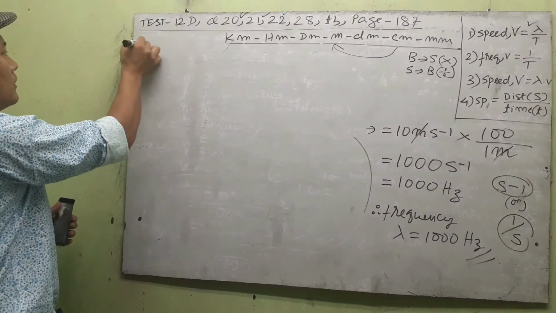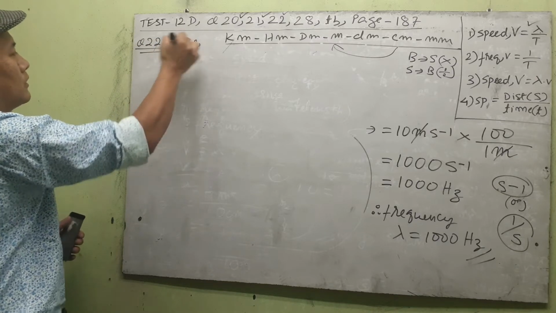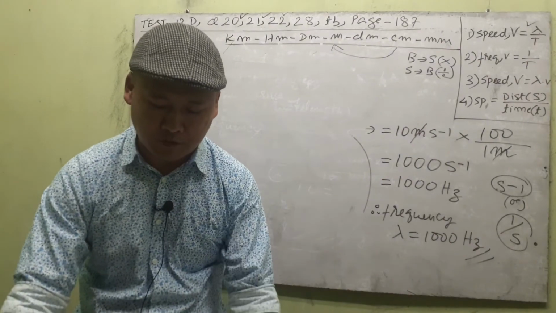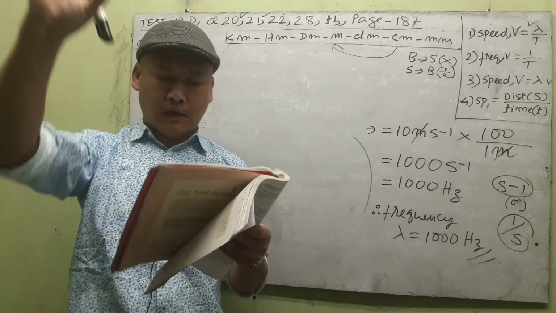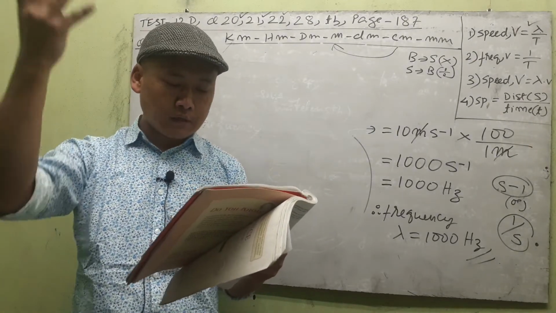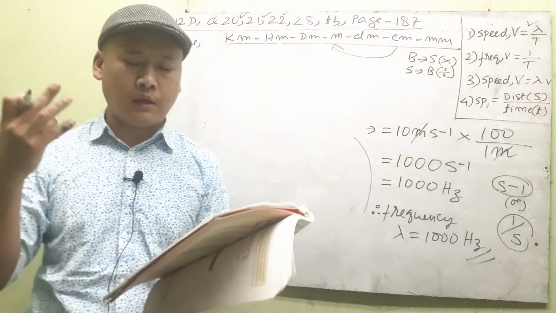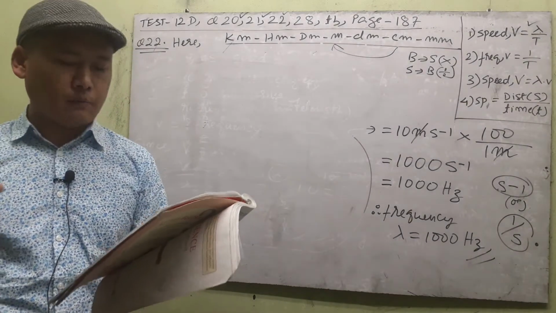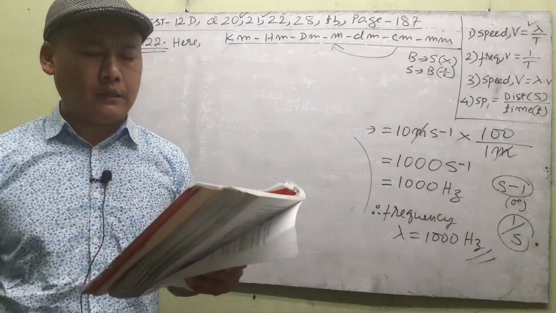This is question number 22. Let me read the question. An observer observes the time interval between the sighting of a lightning in the sky. You know that one, right? When we see lightning in the sky, we don't hear the sound immediately. After a few seconds, we hear the sound. That means the sound of the thunder from the lightning takes time to reach us. That's what is happening between the sighting of a lightning and the hearing of the thunder.